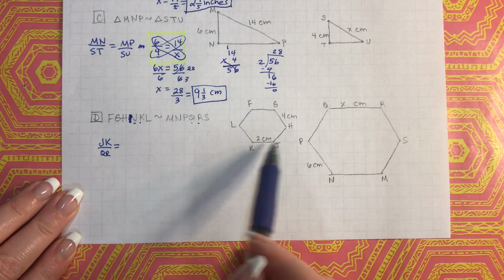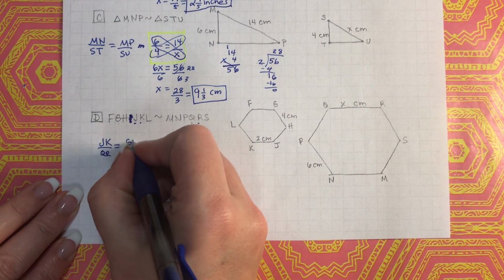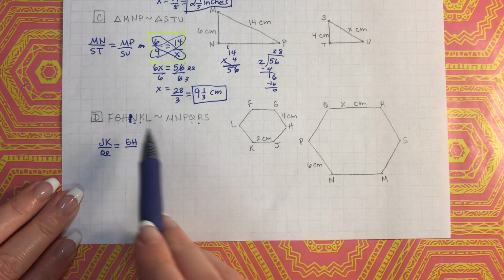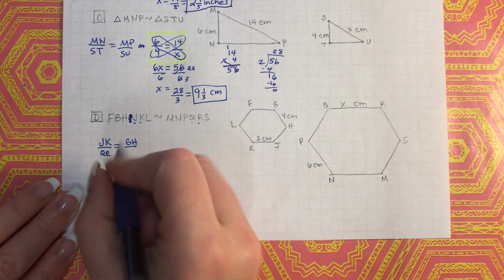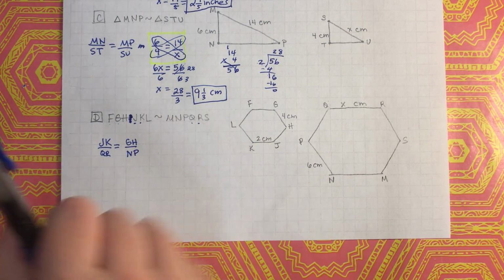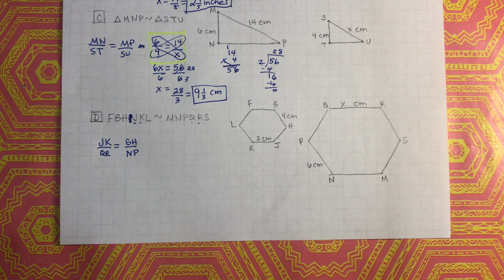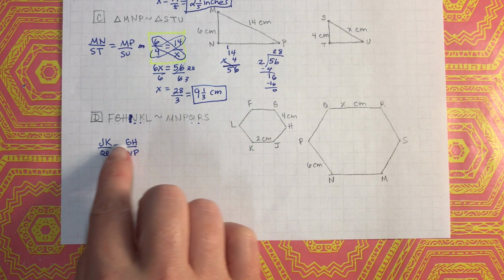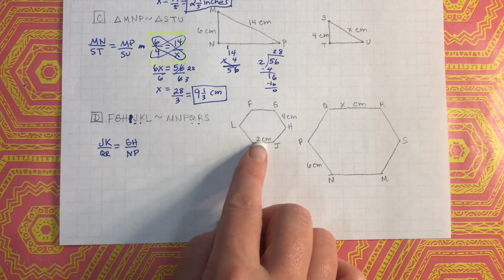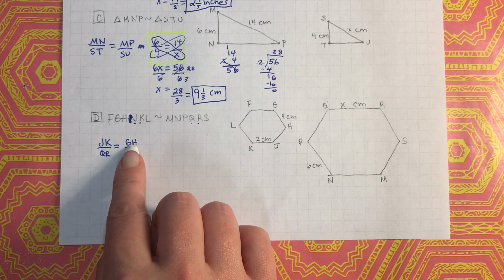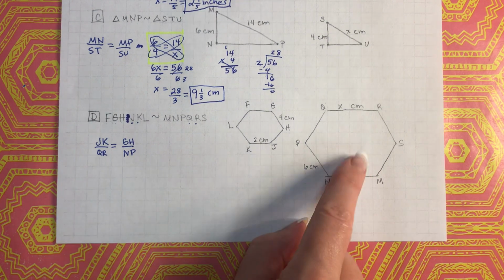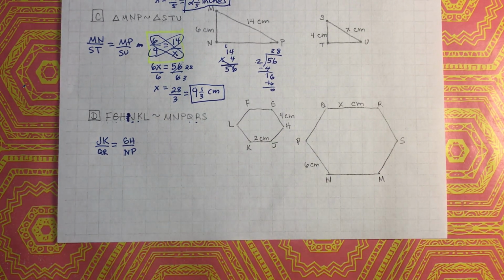GH over NP. And notice that these are corresponding sides, but also that on top, it's the same figure. So JK comes from this one, GH comes from this hexagon, and then QR, the stuff on the bottom, both come from this one, okay?